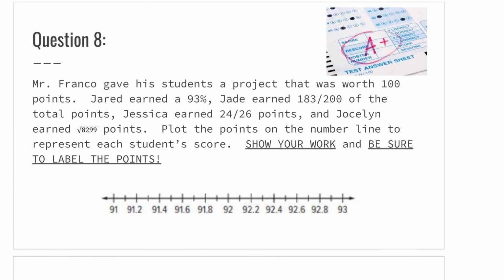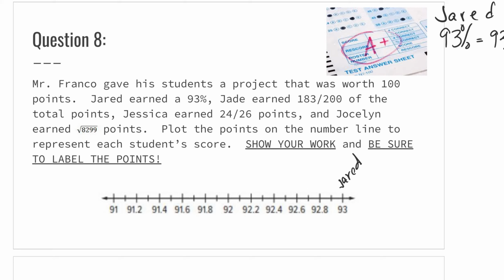Okay, this is question number 8. This is the last question that we have. It says, Mr. Franco gave his students a project that was worth 100 points. Jared earned 93%. So Jared, 93%, which equals 93. So Jared would be right there.